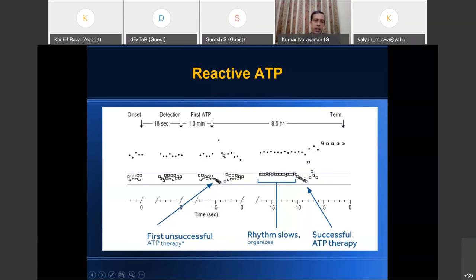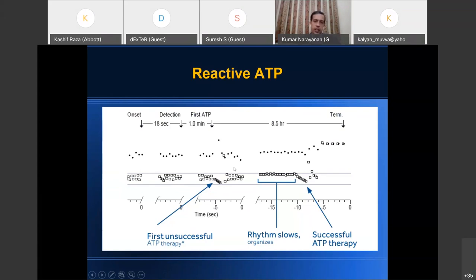Here is, and I hope some of you are familiar with looking at what we call interval plots like this. These black dots represent the ventricular rate. These squares represent the atrial rate. And this is the increasing cycle length. So what is here is a shorter cycle length or a much faster rate. So you can see that a very fast atrial arrhythmia is going on. And the device detects that and gives an ATP here at this point of time. But it is not successful.